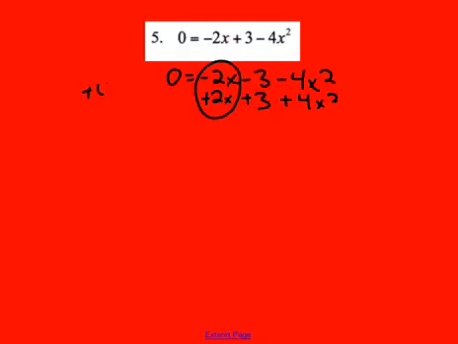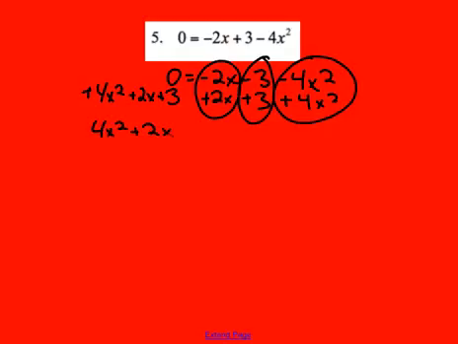So I would have just written plus 4x squared over here, plus 2x plus 3, and all these would have canceled out. Now I'd have 4x squared plus 2x plus 3 equal to 0. Make sure you know I changed this right here to a 3 because that's what's in your notes. Now from here, you have a equals 4, b equals 2, c equals 3.